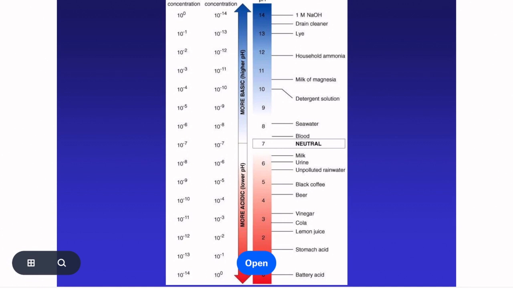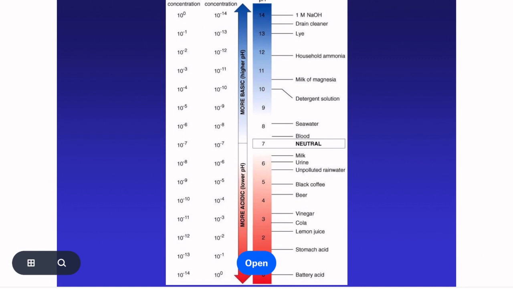Urine tends to be a little acidic. It'll be anywhere between 6 and 7. Unpolluted rainwater. But look at this: black coffee, beer, vinegar, cola, lemon juice. A lot of things that we eat and drink, citrus fruits, for example, are going to be acidic. We tend to be okay with eating acidic things, but even things that are just slightly basic, slightly alkaline, tend to taste really kind of gross to us. Like baking soda is basic. It doesn't taste very good. A lot of proteins that we eat in meats would be around a neutral pH.